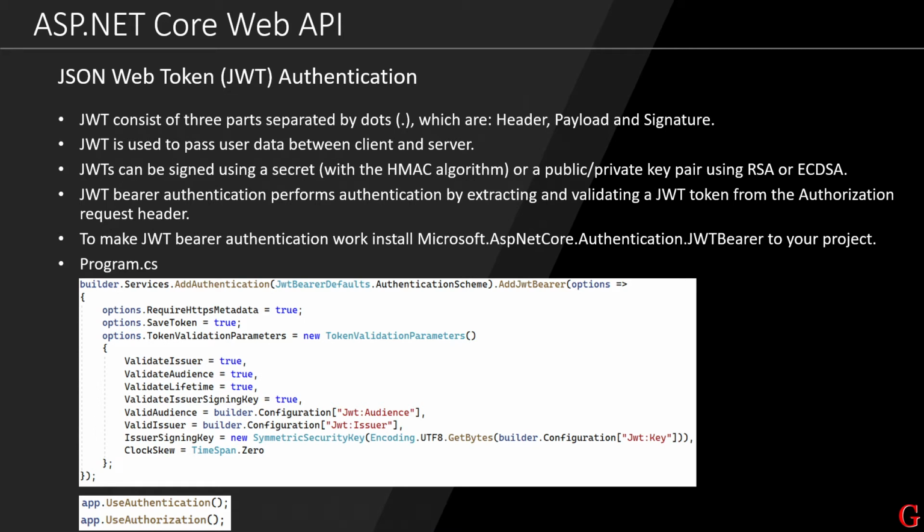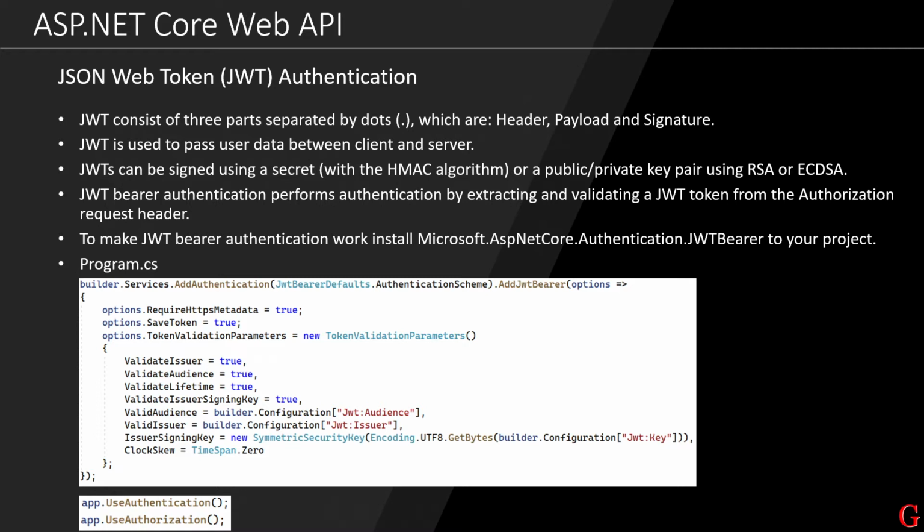JSON Web Token is an open standard that defines a compact and self-contained way for transmitting information between parties as a JSON object. The information is signed using symmetric or asymmetric keys. Always use HTTPS connection when you use JSON Web Tokens to encrypt the traffic between client and server. JSON Web Tokens consist of 3 parts separated by dots, which are header, payload and signature.